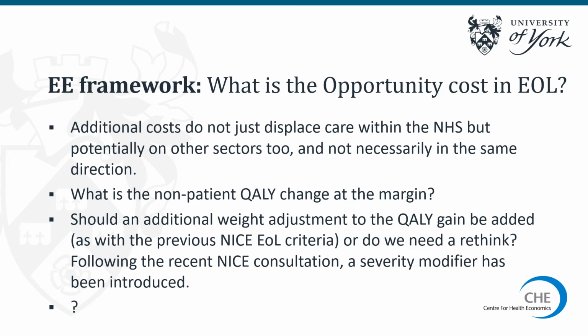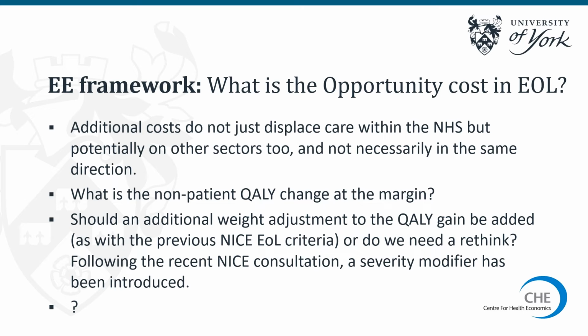Finally, and most complex of all, is what is the opportunity cost in end-of-life care? That is, what are the foregone benefits? If we invest in a new intervention, say intervention X, what is displaced in terms of health and resource elsewhere in the system? And the additional costs do not just displace care within the NHS, but potentially on other sectors too, such as social care, the voluntary sector, and families, and not necessarily in the same direction.